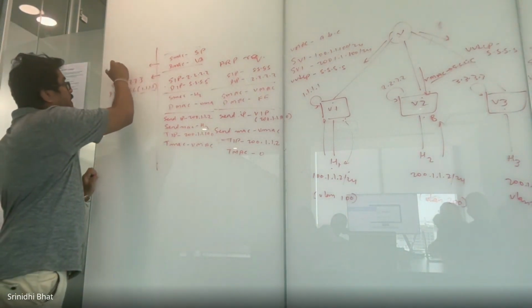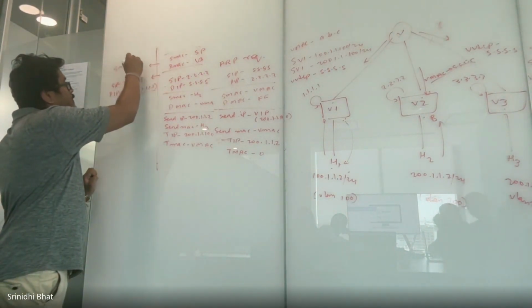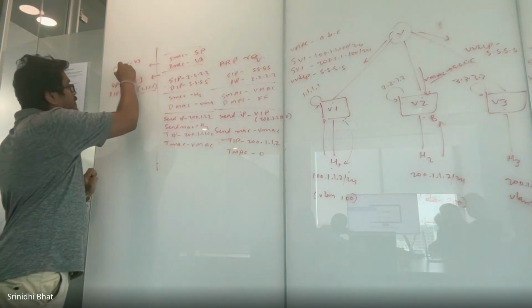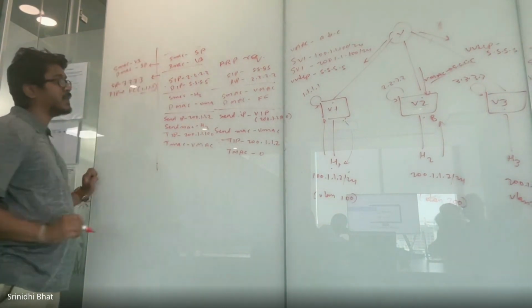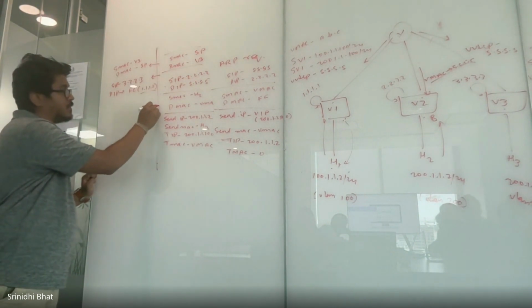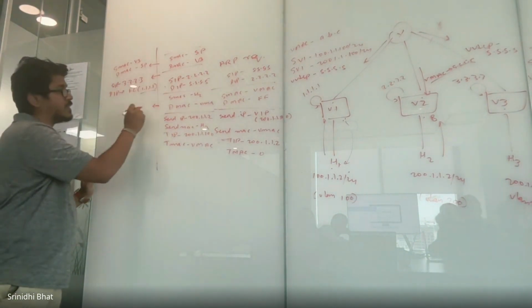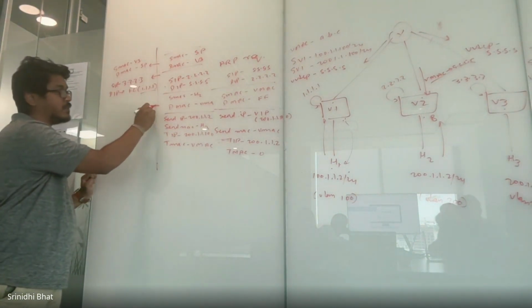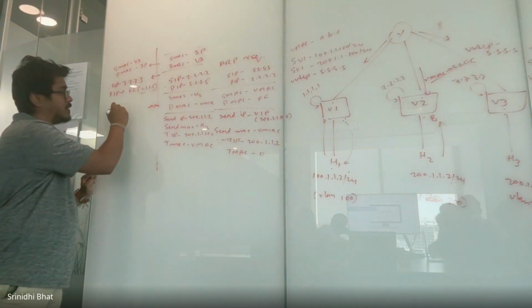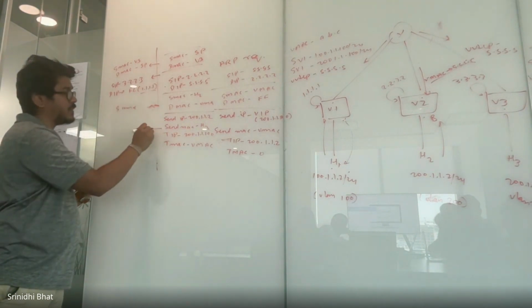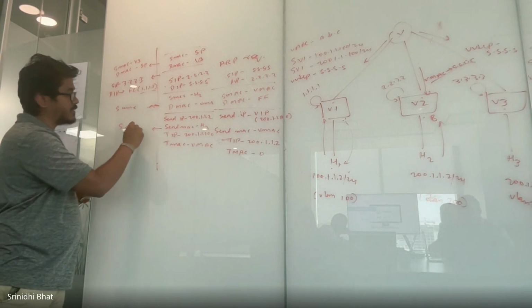ओके, ये क्या हो जाएगा? सोर्स मैक हो जाएगा V3, डीमैक होगा स्पाइन. ठीक है. ये सेम रहेगा अभी फिलहाल. मान लेते हैं कि ये सेम है अभी. बाकी सब same है फिलहाल. And everything is same.